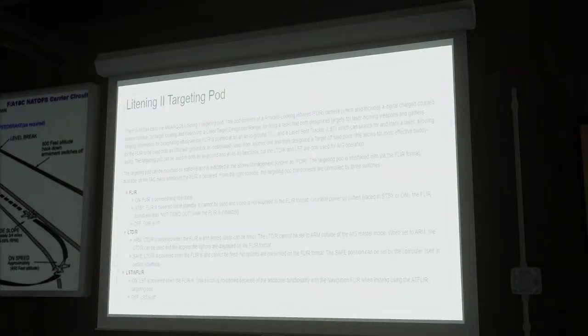Basically, let's go through it. Targeting pod can be mounted on Station 5 and is indicated in the store's management systems as FLIR. Disregard that. Targeting pod is interfaced with via the FLIR format available on the TAC menu whenever FLIR is powered. From the right console, the targeting pod components are controlled by 3 switches.